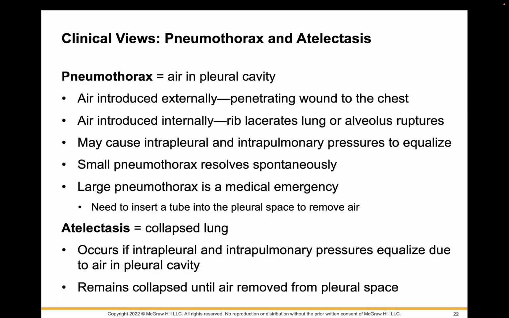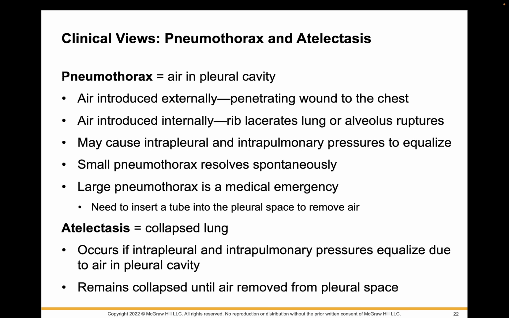Now, there are two conditions that are tied into the pleura, and they are known as pneumothorax and atelectasis. Atelectasis is a collapsed lung. This occurs if intrapleural and intrapulmonary pressures equalize due to air in the pleural cavity. These lungs will remain collapsed until air is removed from the pleural space.